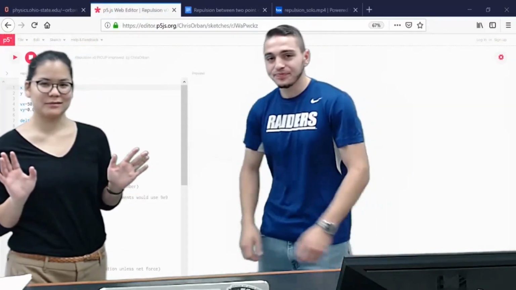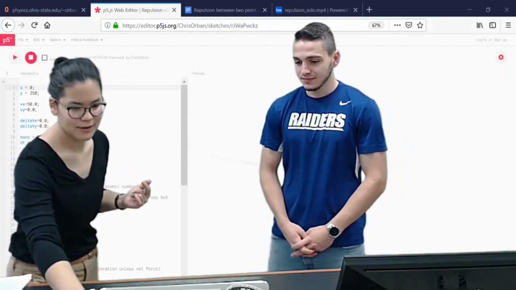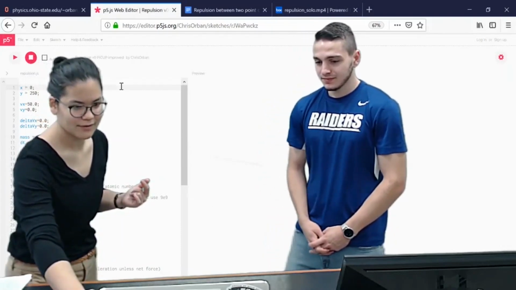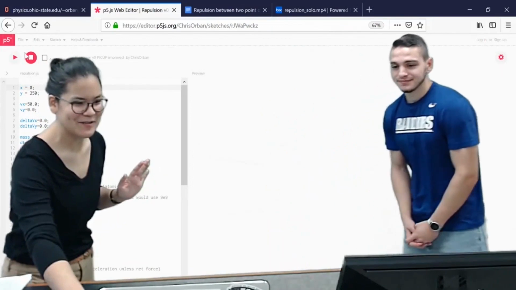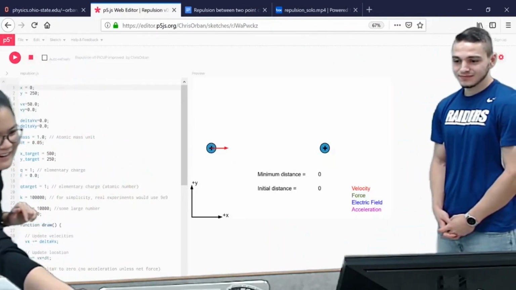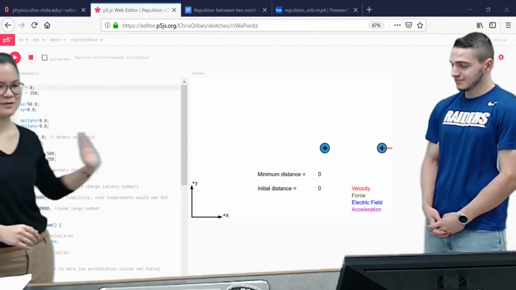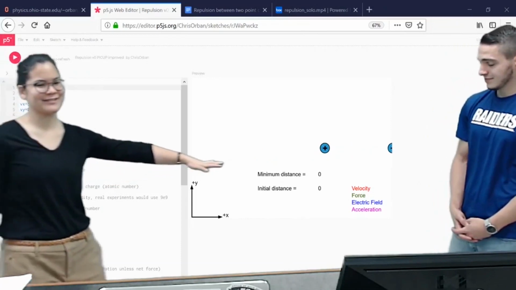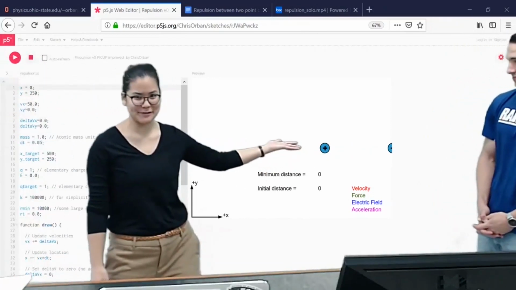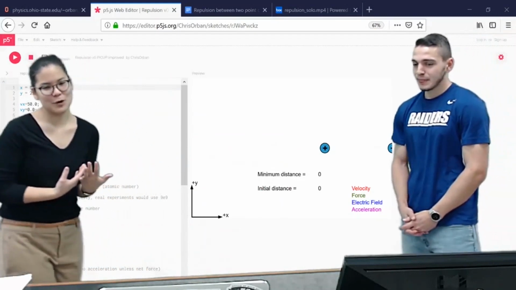All right, so we'll run the code and see what it does initially. I'm going to press it and then duck out of the way. All right, so I have this charge coming in with some initial velocity, and right now it just passes by the other. We don't have that interaction coded yet.